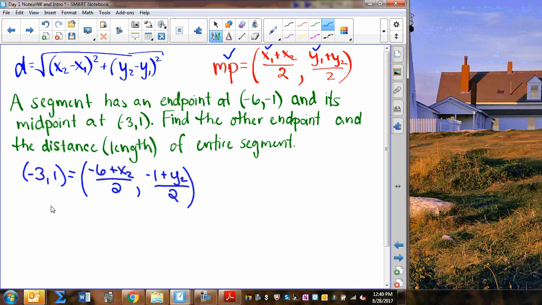Wait, I have a question. Why is the one negative? My endpoint is -6, -1. Oh, okay. So I can just take that by that. But over here, this one is. Okay. Alright, so any thoughts of what we can do next with this?